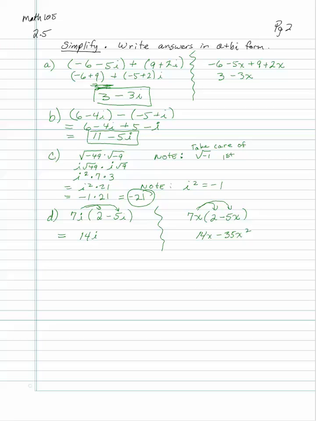14i minus 35i squared. But here's where it deviates a little from the expression, because we know by definition i squared is what? And hopefully you're saying negative 1. So then we simplify that. That's going to be positive 35. And then we have to write it as a plus bi, so we write 35 first, and then the 14i last.